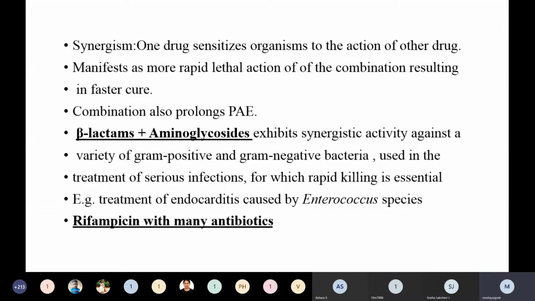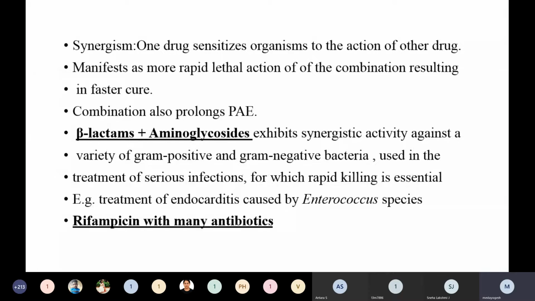Okay, so synergism is nothing but one drug sensitizes organisms to the action of other drug. So how it is manifested? It is manifested as more rapid lethal action. It results in faster cure. And also when we combine, there is prolongation of post-antibiotic effect. You can see a few examples.